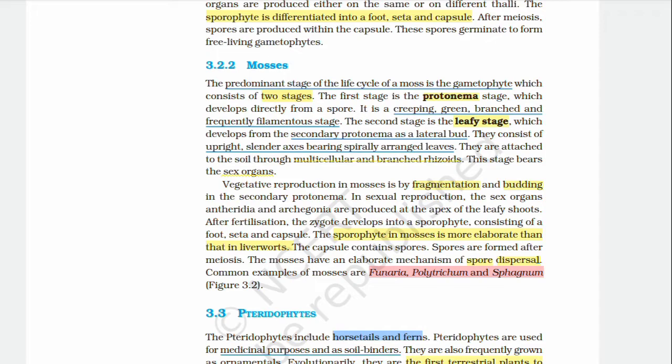In the sexual reproduction, the male sex organ is antheridia and the female sex organ is archegonia. They produce gametes and it will form zygote. This zygote will develop into sporophyte, that is diploid sporophyte. The sporophyte in mosses is more elaborate than the liverworts. Then it will form foot, seta and capsule. Then capsule contains spores. These spores will be dispersed and these spores will germinate into mosses. So examples of mosses are Funaria, Polytrichum and Sphagnum.